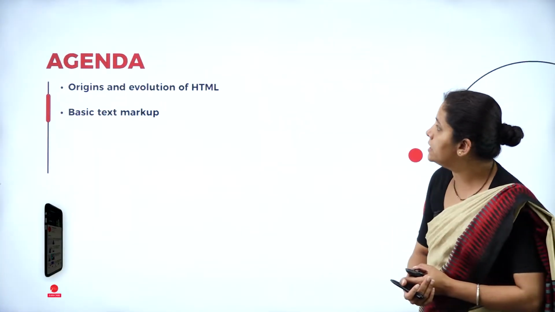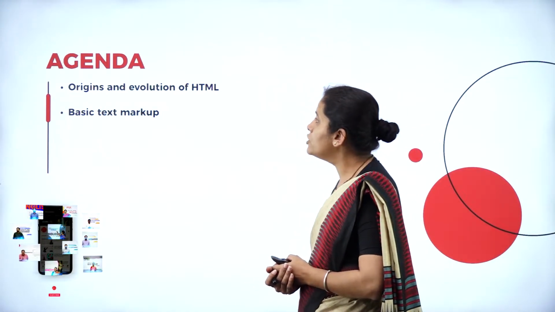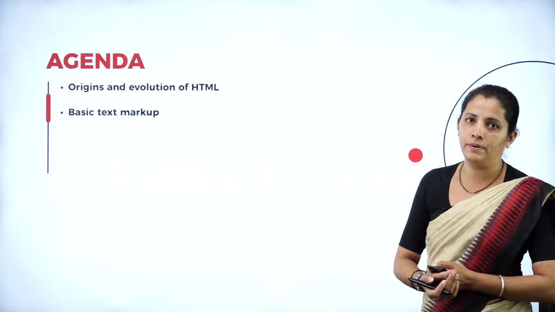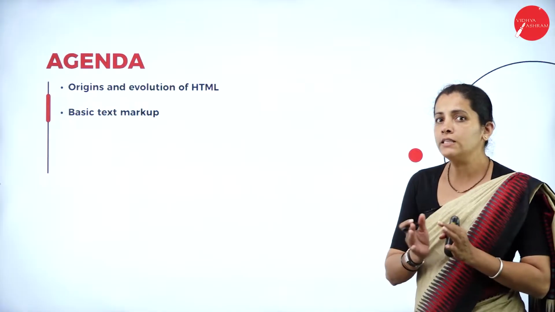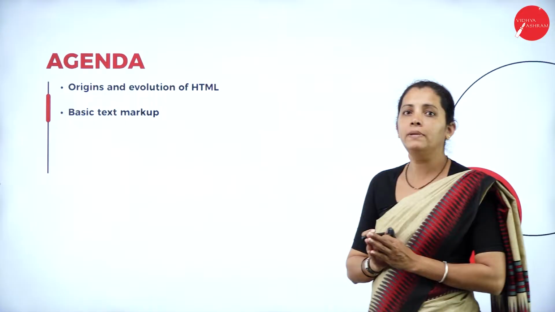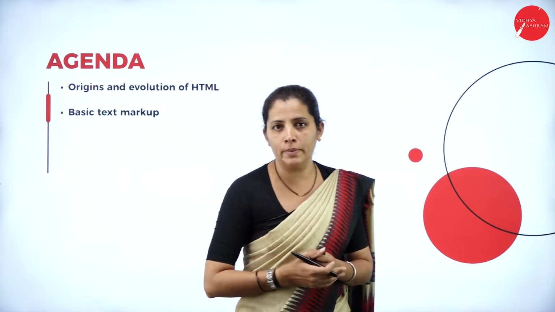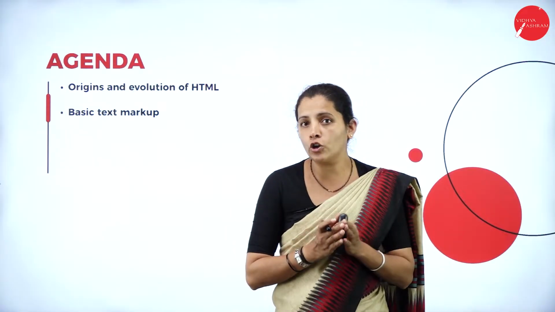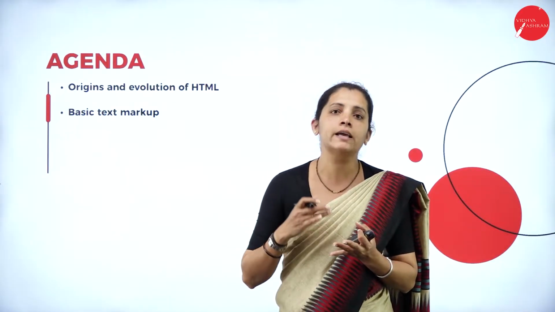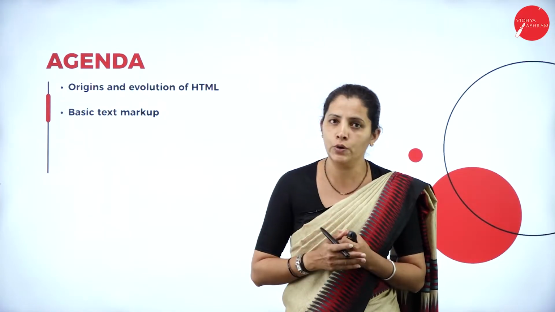Anyway, let's see the topic of the day, that is nothing but the origins and evolution of HTML and basic text markup. Okay, fine. So what is my chapter name? Here it is web design. So what is web? Web is nothing but the collection of documents, or it is a document. When I say it is a document, what kind of document? I can have the text, I can have the numbers, I can have the image, I can have the video, and I can have the audio.